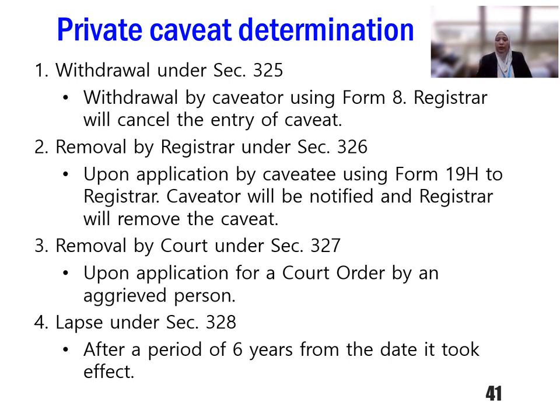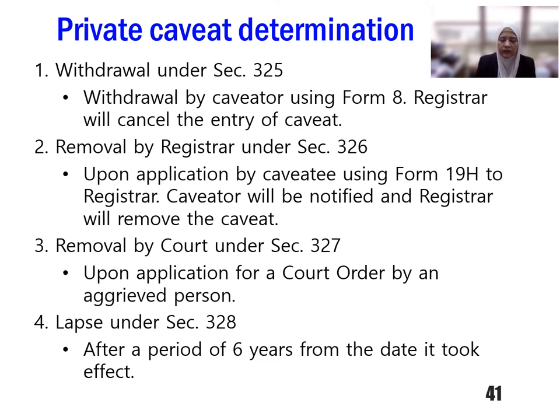The caveator will be notified by the registrar or by the land administrator bahawa ada satu permintaan, that application using form 19H to remove the private caveat. The registrar will remove the caveat. So what happens then? If the caveator feels that they still want to pursue, they will enter again sampai kiamat. Like that. Because it is quite funny, but then again, the registrar has no power to check the validity of the reason or the justification given in form 19H by the caveatee.